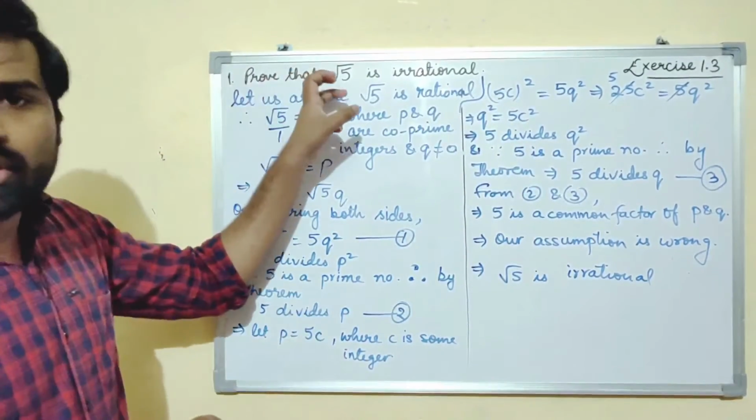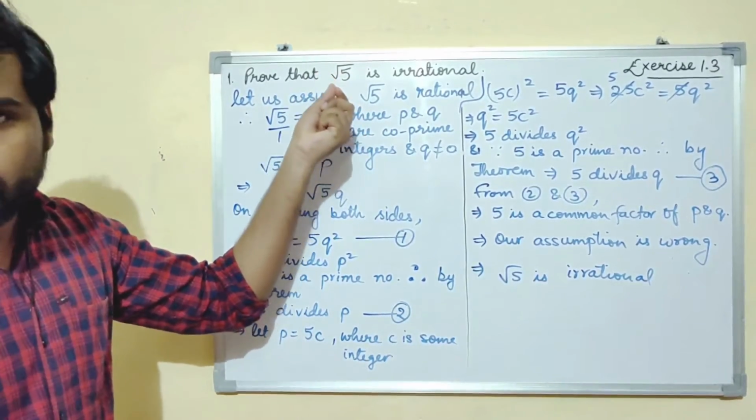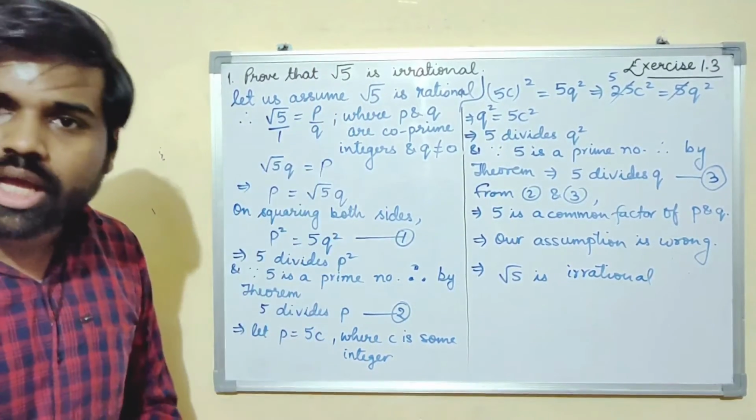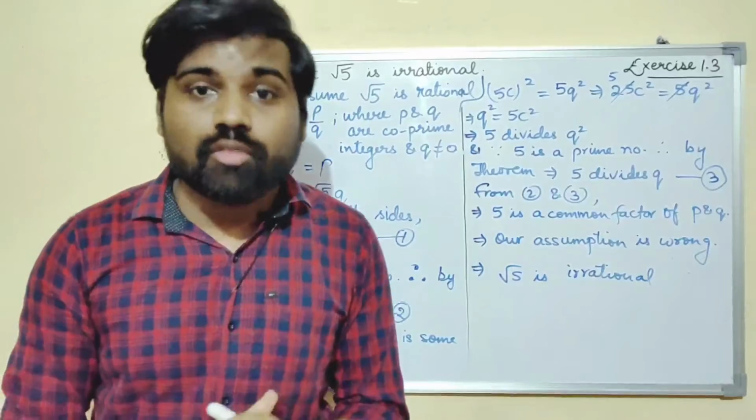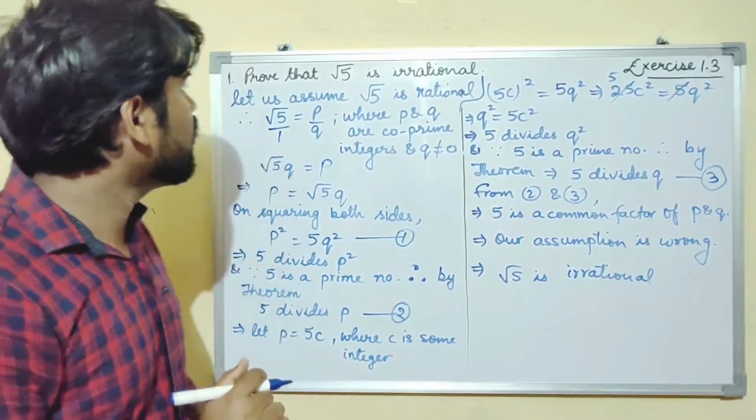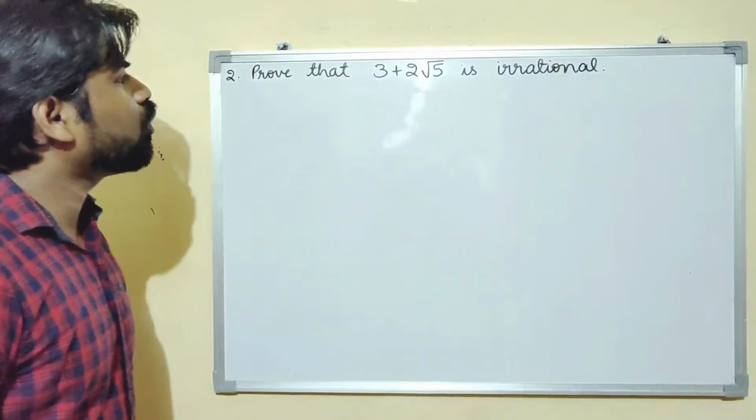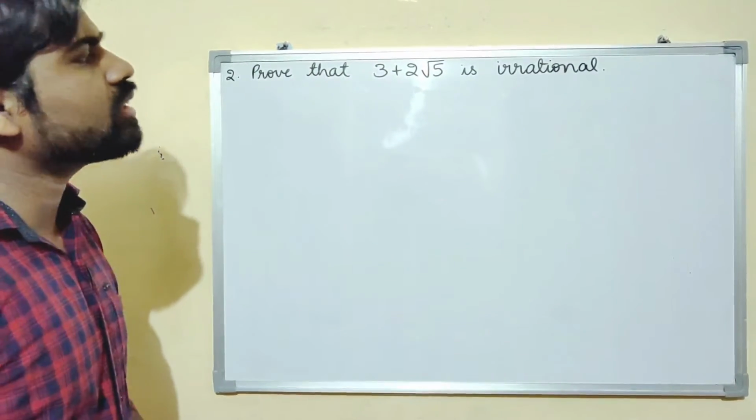We can change the number inside the square root. You can change the number inside the square root and try for yourself whether you have understood this topic or not. Let us see the next question. Now let us see the second question, which says prove that 3 plus 2 root 5 is irrational.